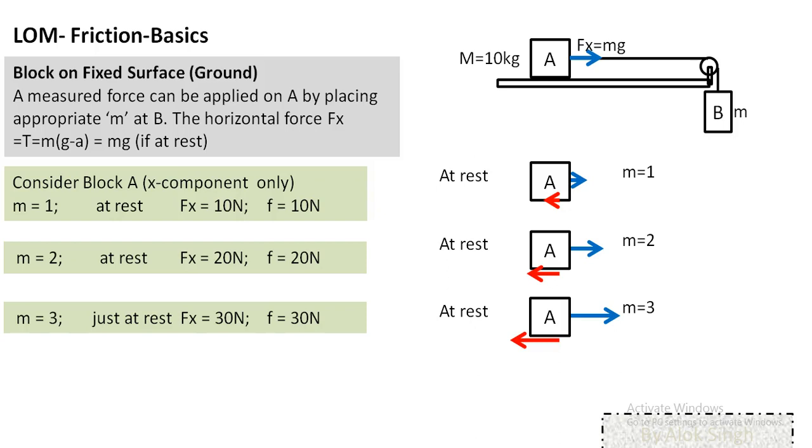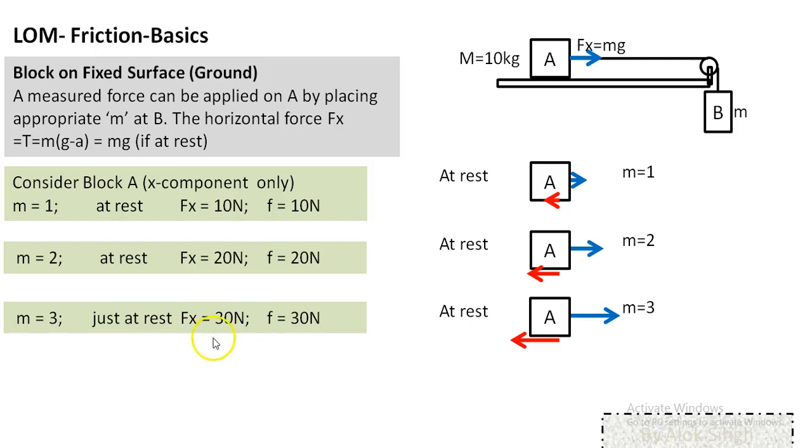Suppose we continue and we find that when we make M equal to 3 kg, the block A is again at rest, but just at rest. What does it imply? It gives an impression that with the slightest increase of mass B, the block will start sliding. So we call it just at rest, or on the verge of motion.